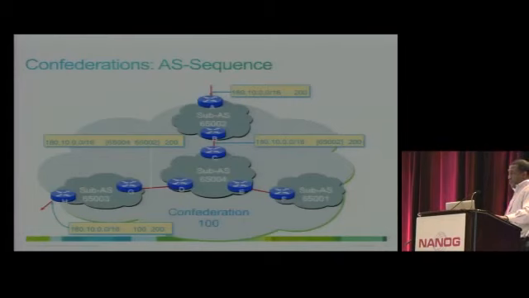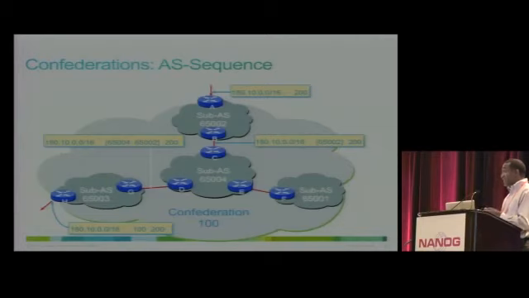So one of the key points in confederation is that the next hop is not changed when it's advertised from one sub-AS to another sub-AS, unlike other eBGP peering. In a normal eBGP peering, when you send it from one AS to another, the next hop is changed. In a confederation, the next hop is not changed. The local preference as well as MED are not changed either.